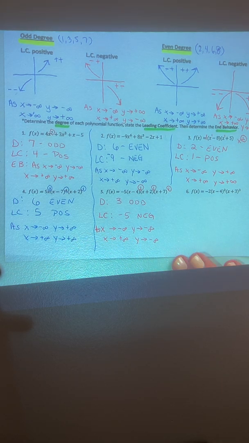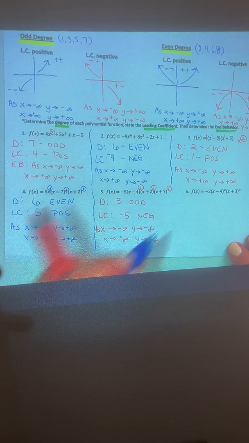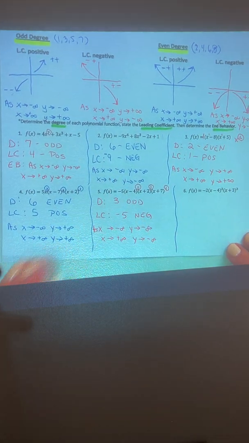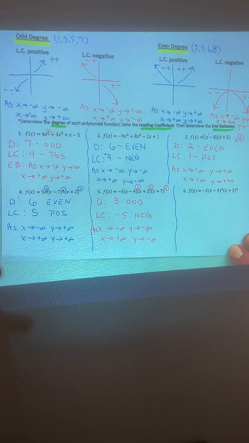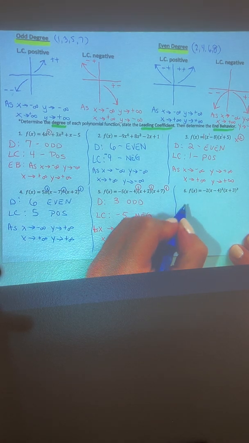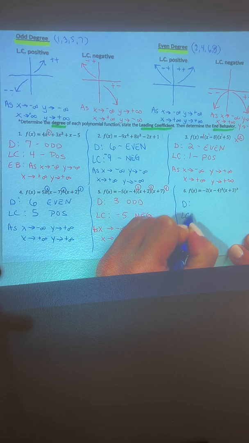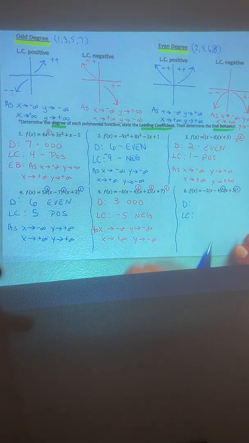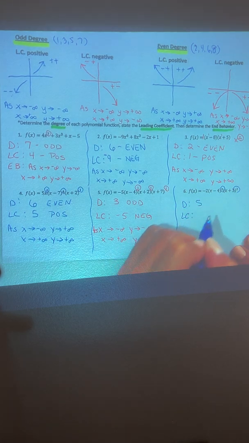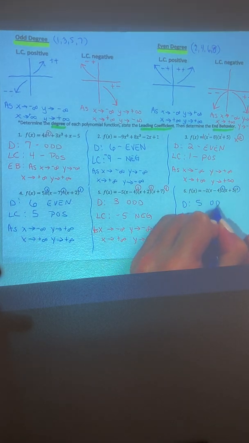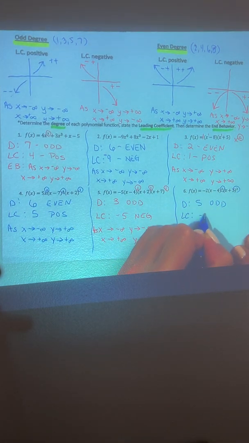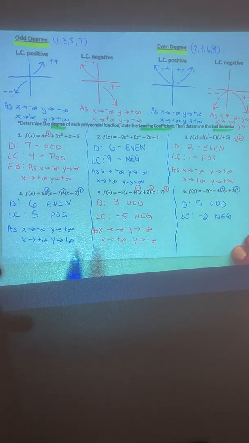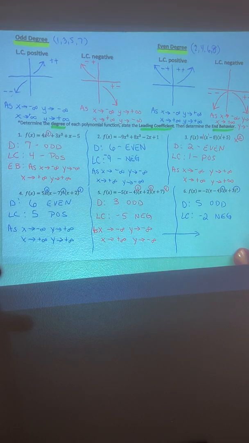All right. And lastly, what is my degree, leading coefficient? 2 plus 3. All right, that's 5. That's odd. And negative 2. So that's negative. Odd, negative. So therefore, same thing. I'm not going to write it again. There you go.